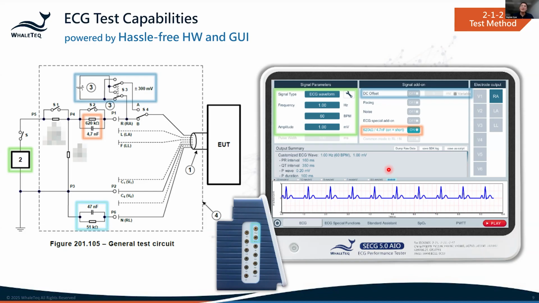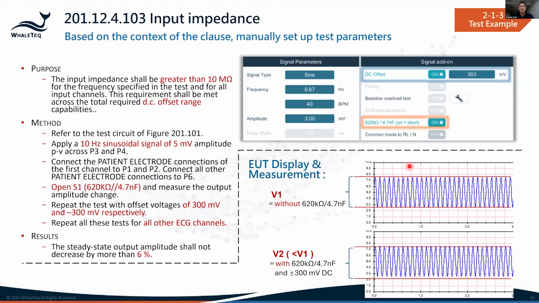Now, let's see how convenient it gets with an example. On the left is a clause on input impedance from the standard. At the top right is the GUI of SE 5.0. You can set up the simulation parameters based on how you interpret the clause. At the right bottom corner, it presents the backend ECG display, which shows the real-time ECG trace and measures the sinusoidal amplitude.